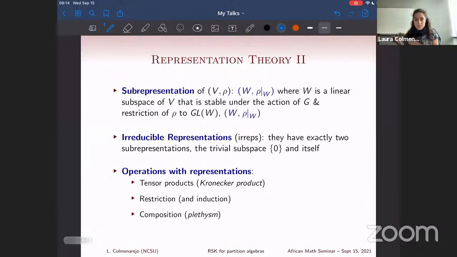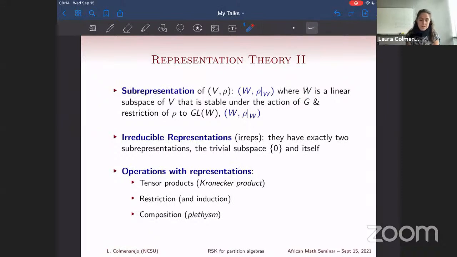Now, I was telling you that I want to do representation theory as I do linear algebra. So I need some components from linear algebra that we can translate into representation theory. So we have what is a subrepresentation. It's just that I'm taking a linear subspace that is stable under the action of the group. And what we need to do is just restrict our map. The fact that it's stable under the action means that I'm not going outside my subspace when I act with an element.